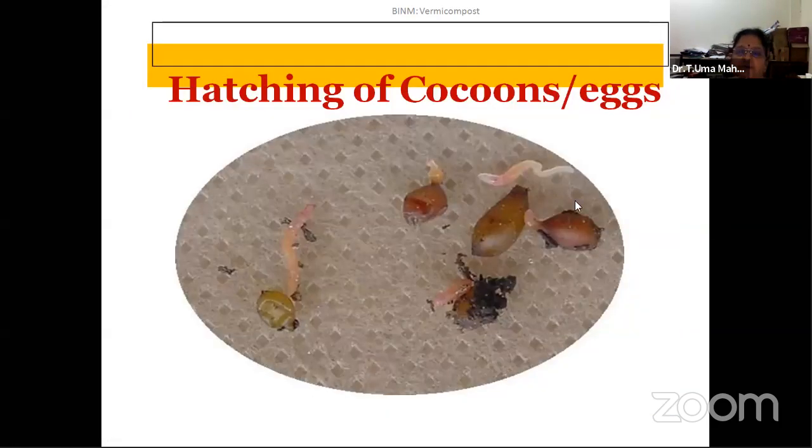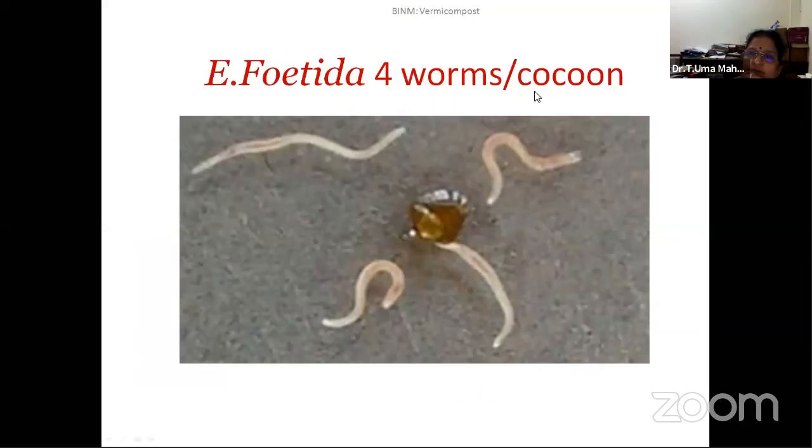So from these cocoons, you can see the hatching, the emergence of these young earthworms from the cocoons, so that you can see the cocoons which are hatched out from the eggs. So here, usually we'll get 4 worms from each cocoon. So this is generally what we can see.